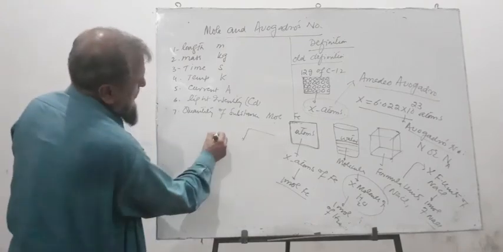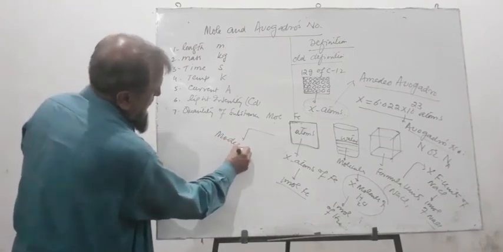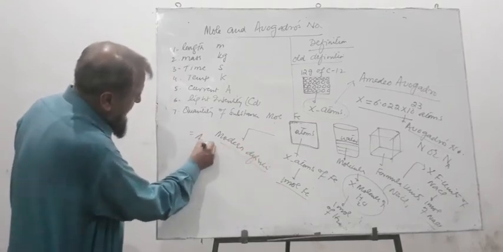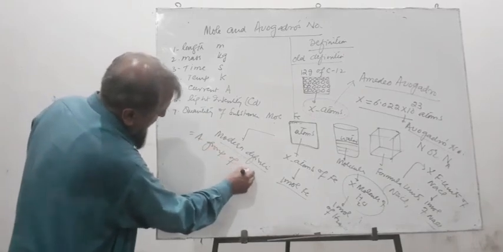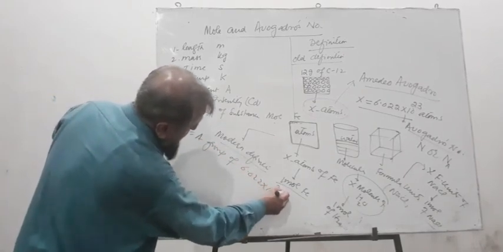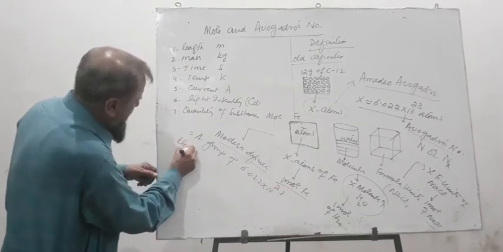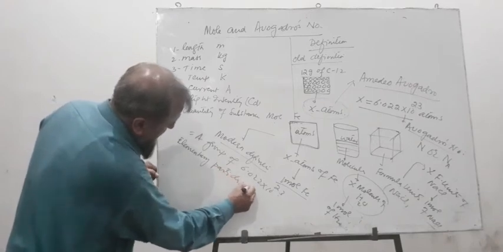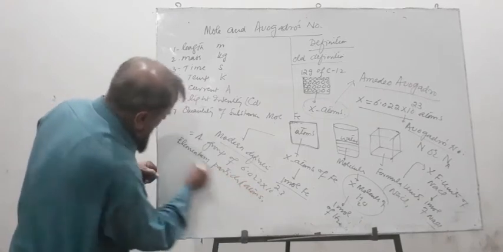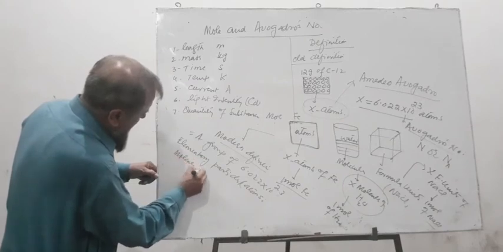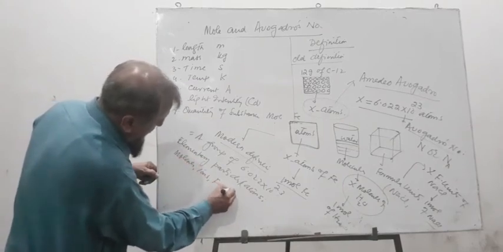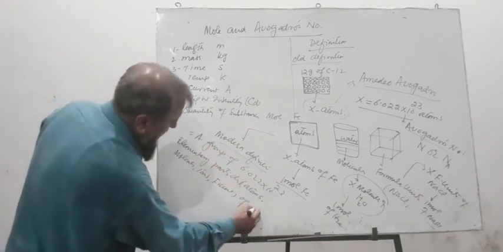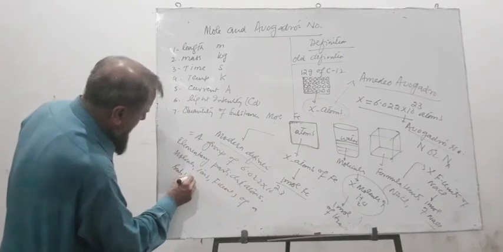Now we move to the modern definition of mole. The modern definition is that a group of 6.022 × 10^23 elementary particles, which may be atoms, molecules, ions or formula units of a substance, is called a mole.